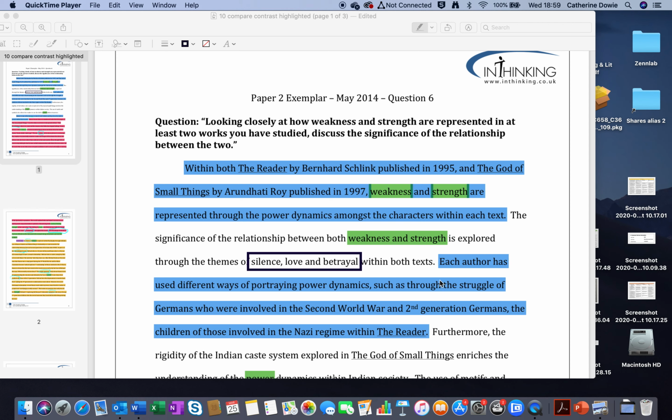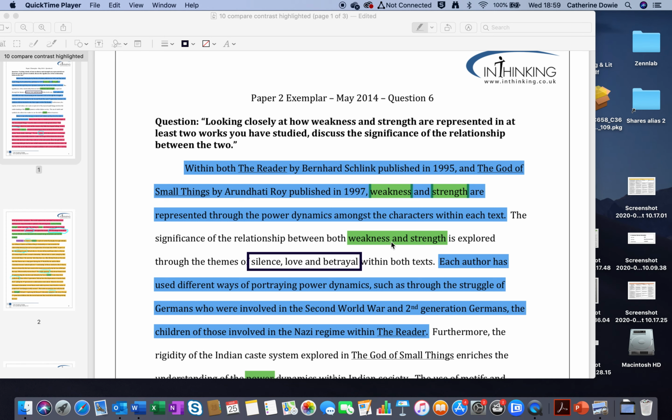All right, grade 10s, I know you've looked at this exemplar already, but I would like to work through it a little bit with you. So if we start with the question, it says, looking closely at how weakness and strength are presented in at least two works you've studied, discuss the significance of the relationship between the two. And so in green, I've highlighted all the references that link back to that question.